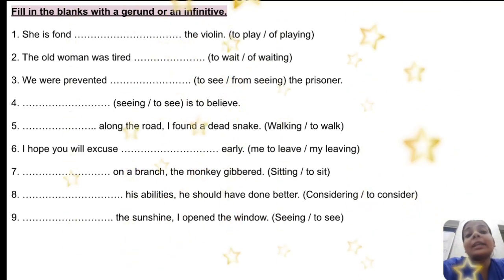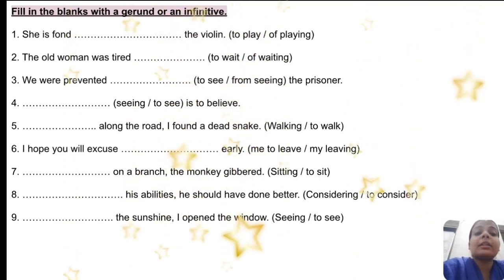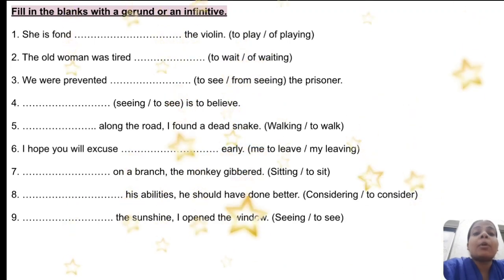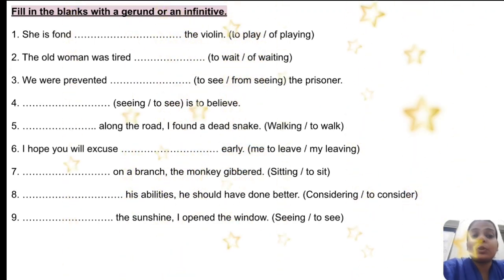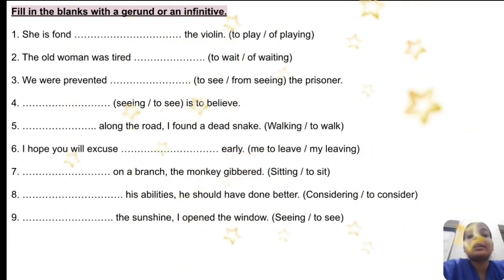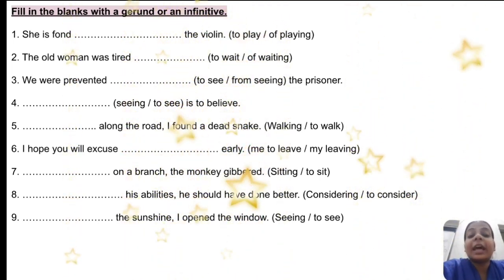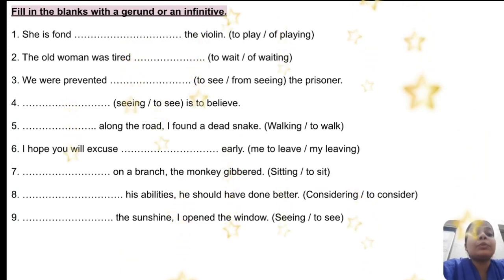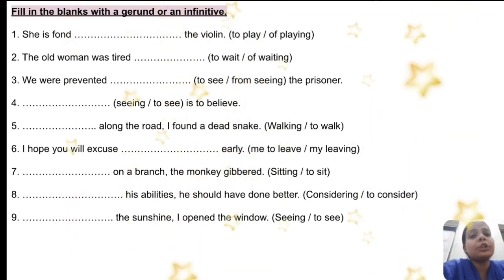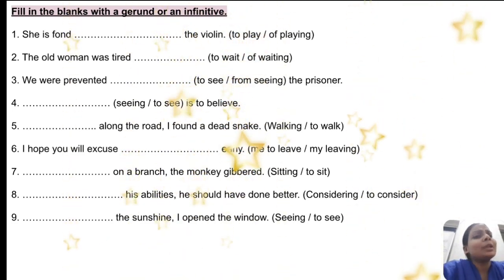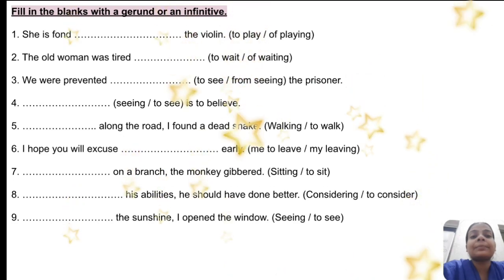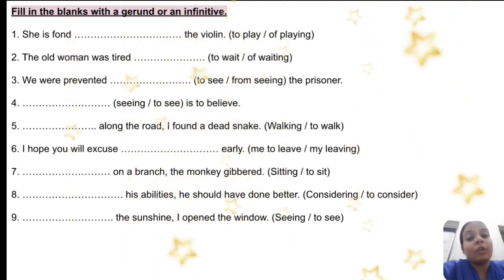I hope you will excuse dash early, me to leave or my leaving. Dash on a branch the monkey gibbered, sitting or to sit. Dash his abilities he should have done better, considering or to consider. Dash the sunshine I opened the window, seeing or to see. So I have read the questions for you, the sentences for you. Now I presume that you have already completed this exercise and you are ready with your answers. Now let's check the answers of all these exercises.